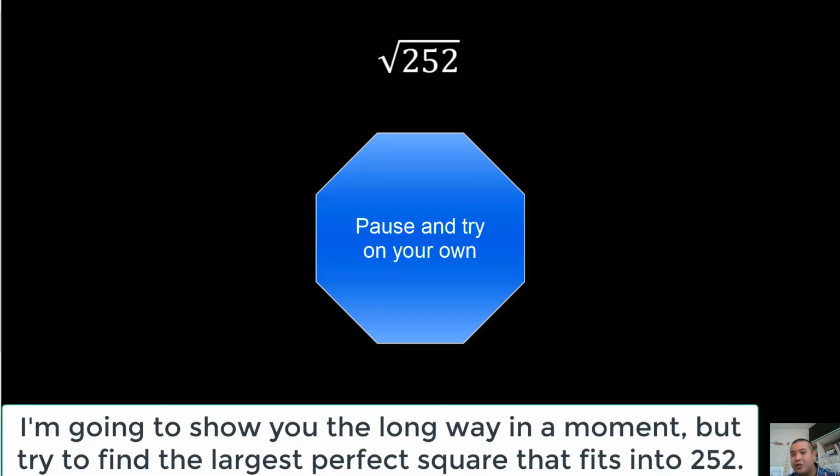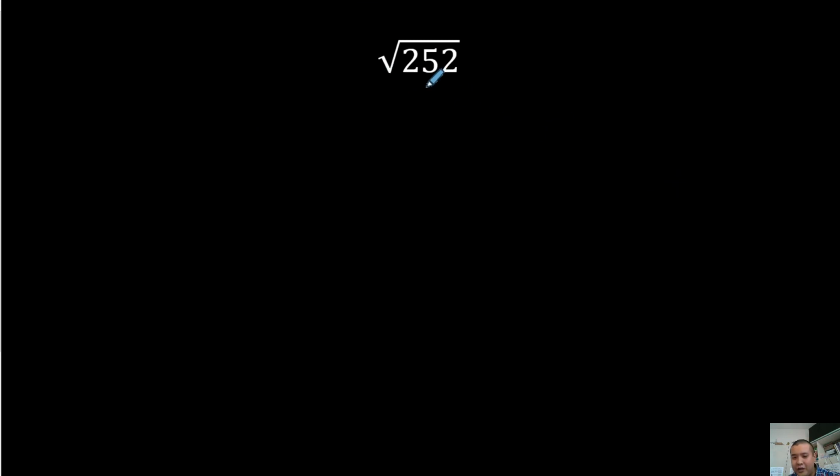Go ahead and try this one on your own. Here again we got this 52 part right here, which tells us that 4 goes into it. So let's do this and change it to square root of 4 times 252.